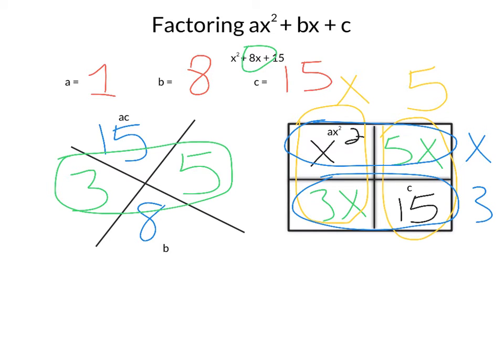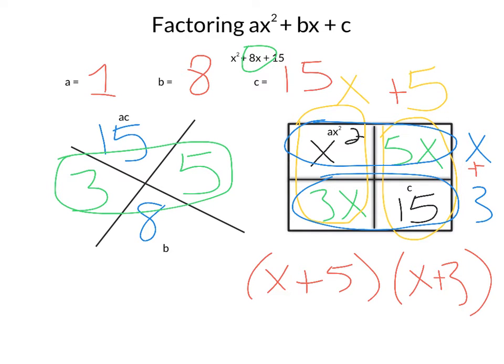Now I can use the side lengths of my box to write the two binomials that are the factors of x squared plus 8x plus 15. So looking across the top, I have x plus 5 because our 5 was positive. And then looking across the side, I have x plus 3, again because the 3 was positive. I can always check my answer by foiling this through to see if I get back to my original expression.